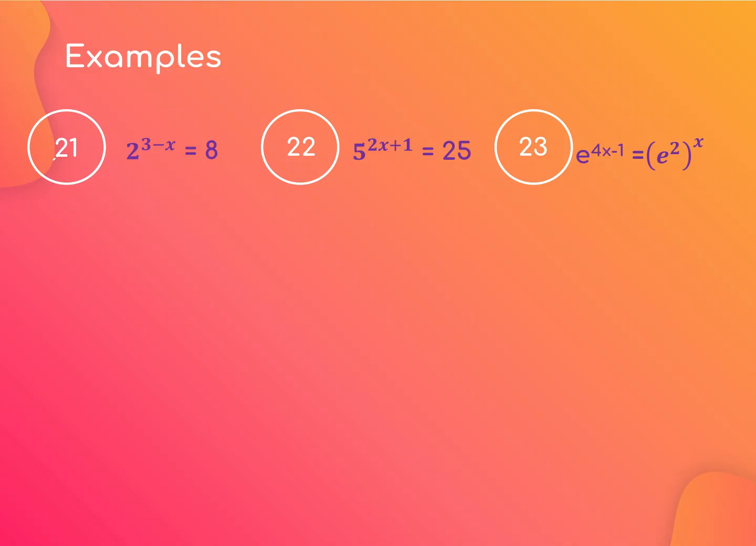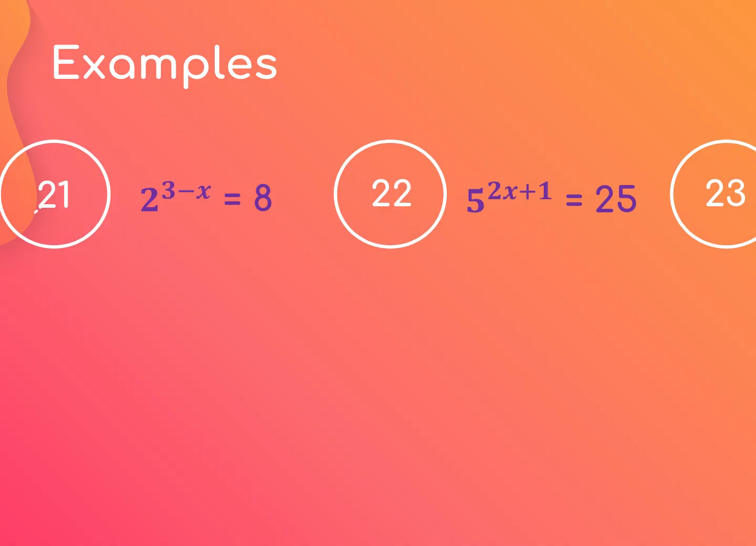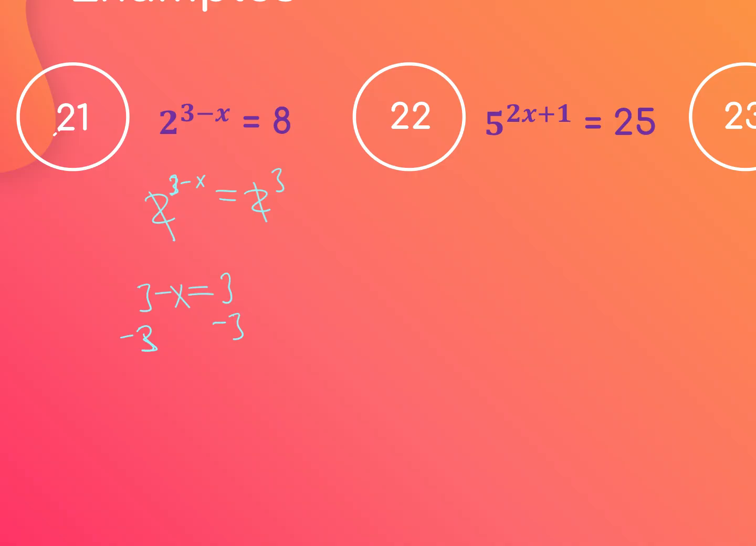All right. So we have now 2 to the 3 minus x equals 8, right? Same exact process. This side stays the same. And then this one's going to be 2 to the power of 3. Cross, cross, and then we end up with 3 minus x equals 3. Subtract 3 on both sides, and then you end up with negative x equals 0, and then divide both sides by negative 1, and then we get x equals 0 as our answer.